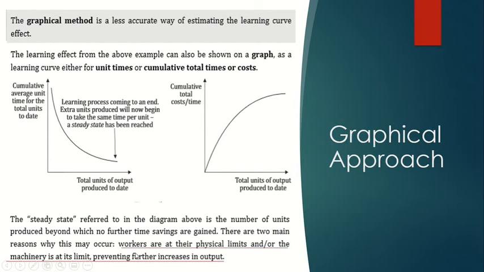Here you can see there are two main reasons. Workers are at their physical limits and machinery is at its limits, preventing further increases in output. So the workers have their physical limit as well as machinery will have its limits. Because of these two constraints, we can't improve our performance further.